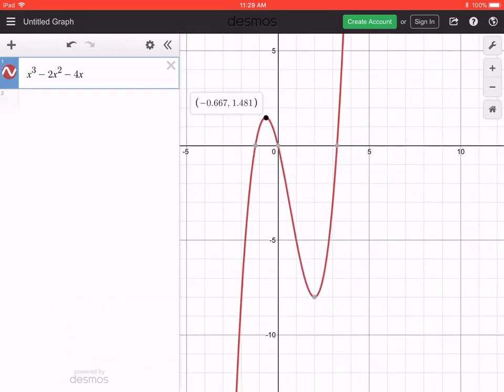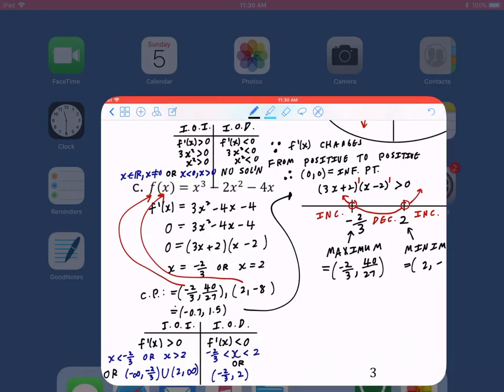So I hope you can see the maximum is located at (-0.7, 1.5), same answer as our work, and the minimum is (2, -8). And again, the function increases, hits the maximum, decreases, hits the minimum, and continues to increase. So this is how you know everything makes sense. Let's keep going. Now, page 2.